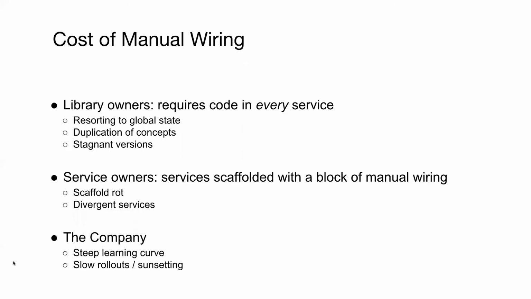Manual wiring makes all of this difficult because from the library owner's perspective, wiring things manually requires code in every service. And it's not enough to just put this code there and forget about it. Since libraries will evolve, service owners will have to maintain this manual wiring. That may amount to hundreds of lines in your main.go.